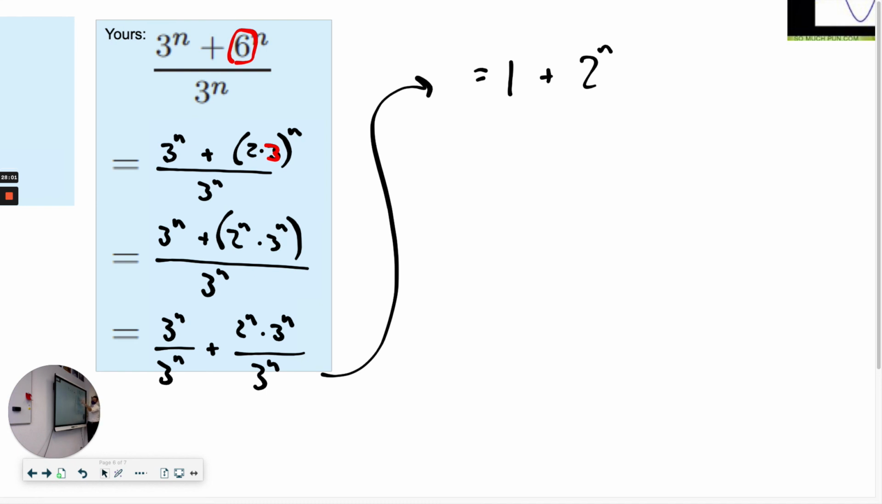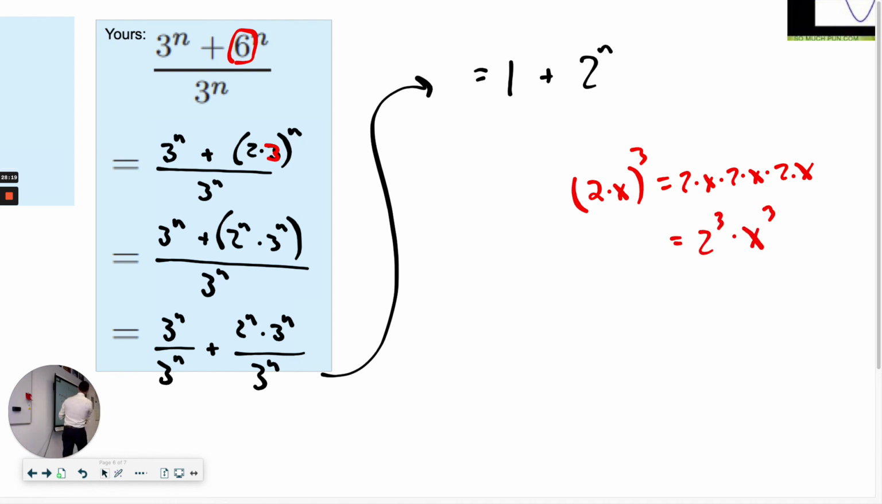I know 6 is 2 times 3, and that makes me think, how can I break up that n? Well, if you have a 2 times x and you have 3 of them, you have 2 times x and 2 times x and 2 times x. So you have 3 sets of 2 and 3 sets of x. So it sort of distributes in. Just make sure that's legit before you start doing stuff. That's legit. So I have n sets of 2 and I have n sets of 3.